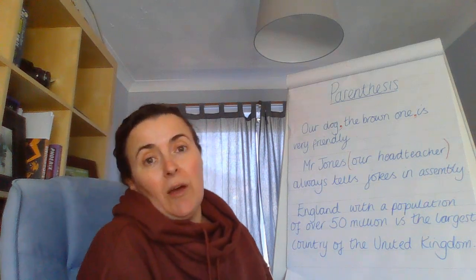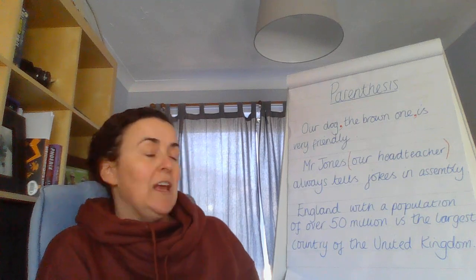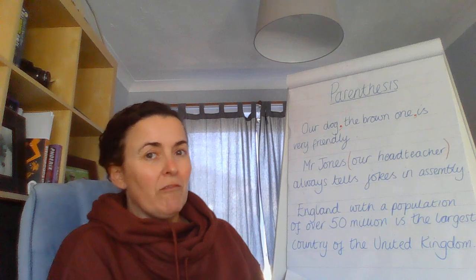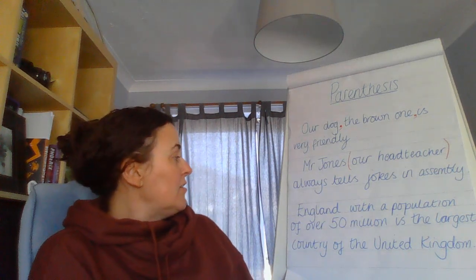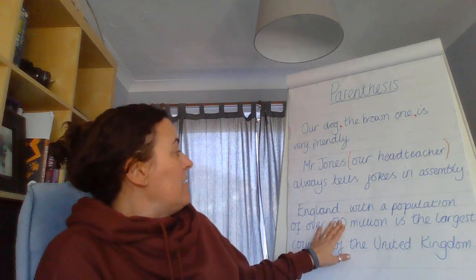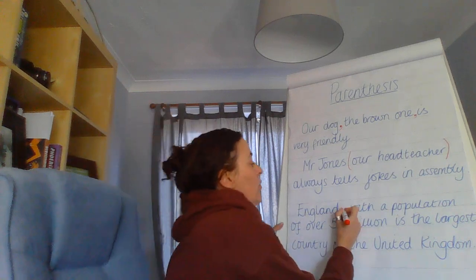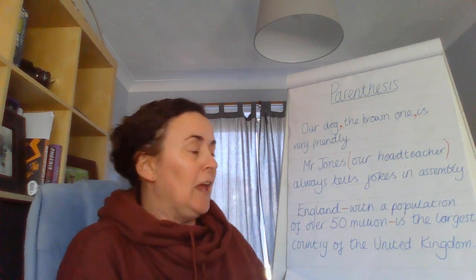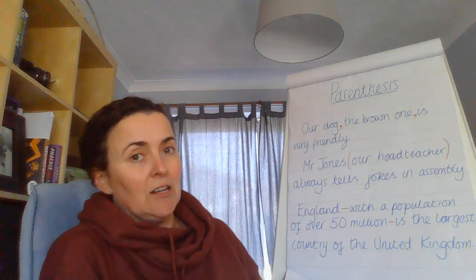The next one then, my last sentence here, we've got England with a population of over 50 million is the largest country of the United Kingdom. Can you see where that extra information is? England with a population of over 50 million is the largest country of the United Kingdom. This one here is here, isn't it? So England with a population of over 50 million. So I'm going to use dashes for this one. England with a population of over 50 million is the largest country of the United Kingdom.